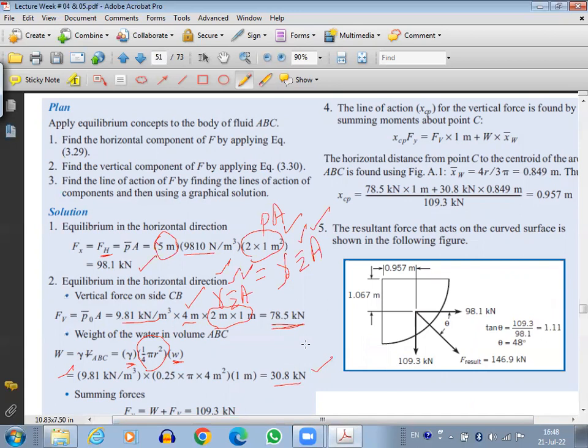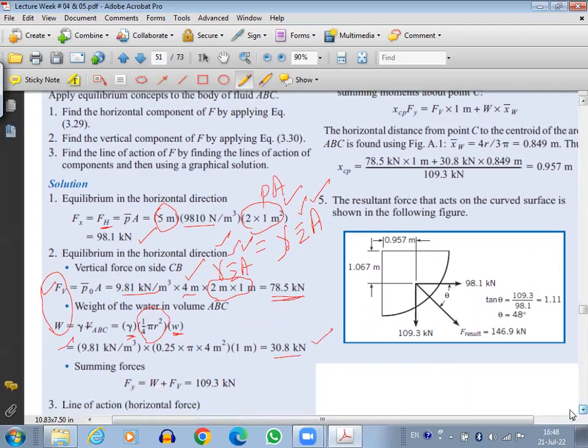In reality, this weight will be acting in the direction of the vertical hydrostatic force, FV. So the total force will be added up here. We have the horizontal force as 98.1, but the vertical force will be weight plus FV, which will be 109.3 kilonewton. Till here, is everything clear or not? We have found out the forces, but we have not yet figured out the exact location of the forces.